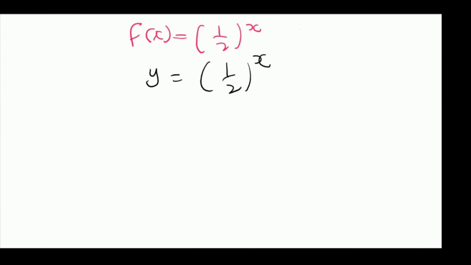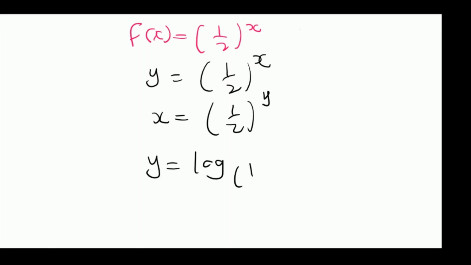So f of x is given as (1/2)^x. To find the inverse, we first write y equals (1/2)^x. Then we swap: where there's y we put x, where there's x we put y. So it's going to be x = (1/2)^y, and then we write in standard form. So it's going to be y equals log base 1/2 of x. So this is going to be our inverse of f.